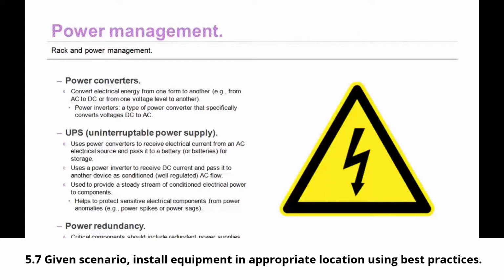Critical components should include redundant power supplies. That means that if one power supply fails, the other one takes over immediately without any loss of service.